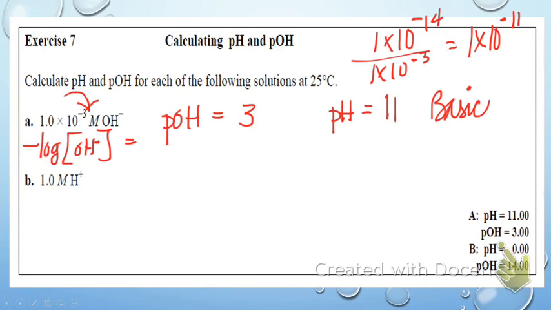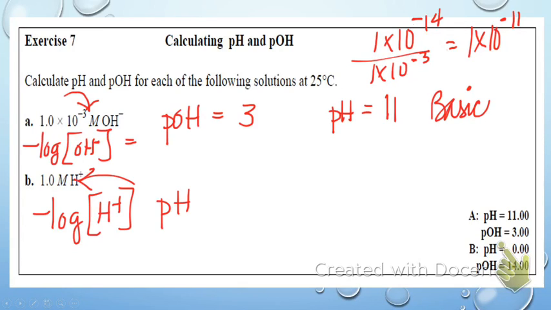Yeah. Okay? And then to get the pH of the next one, we're literally just going to take the negative log of the H plus, which is that number there, and the pH is equal to, you should get 0. And then the pOH is 14. Definitely acidic.